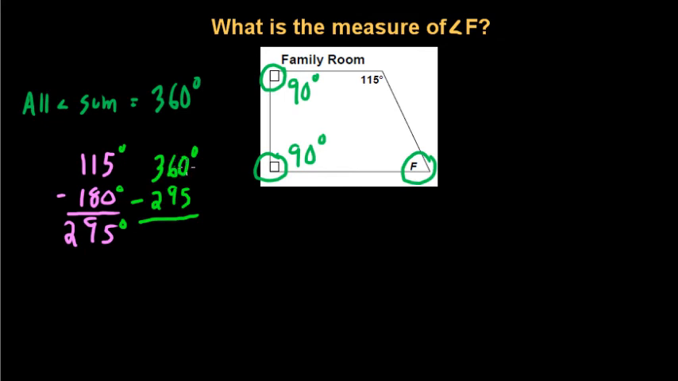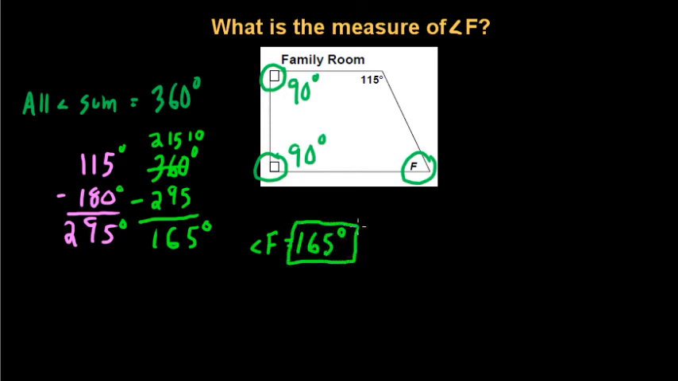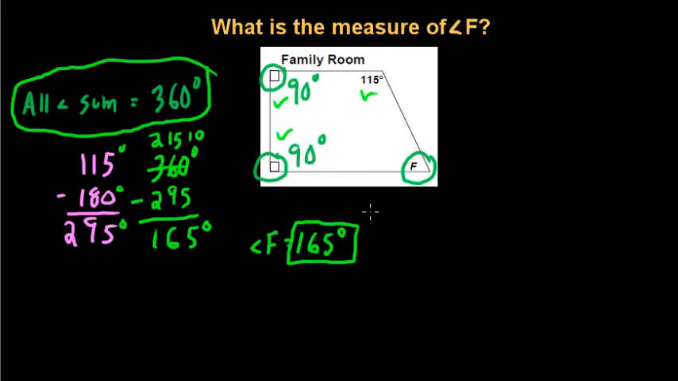Okay, so max borrowing 2. This will be 15. This will be 10. 5, 6, 1. Okay, so that's 165. So 165 degrees. That means angle F equals 165 degrees. Okay, so what did I use to solve? Well, I used this rule right here, and then I just took away the angles that were given. Took away 90, took away 90, took away 115, and I'm left with F.